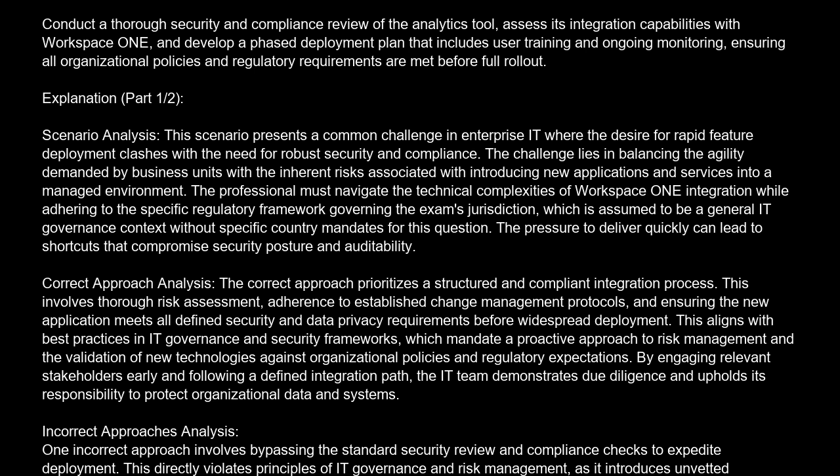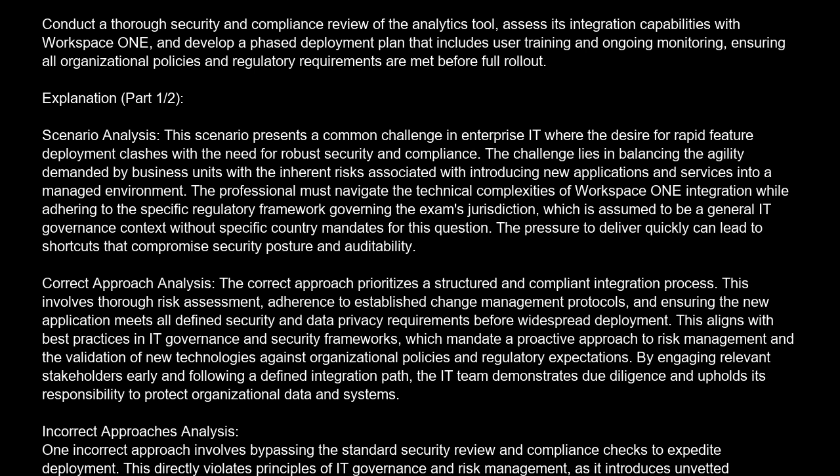This scenario presents a common challenge in enterprise IT where the desire for rapid feature deployment clashes with the need for robust security and compliance. The challenge lies in balancing the agility demanded by business units with the inherent risks associated with introducing new applications and services into a managed environment.